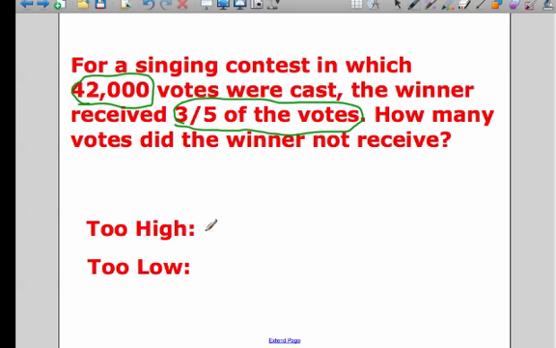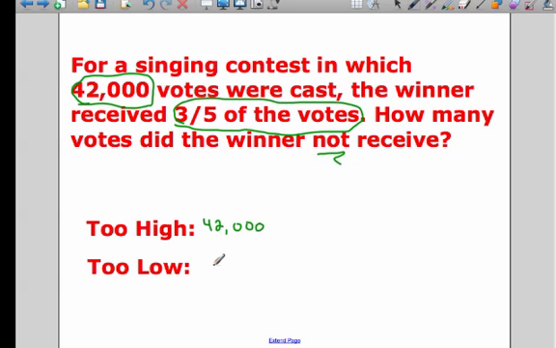Well, too high here would be 42,000. And the reason I get that is because the winner didn't receive all the votes. It says they received a fraction. So this word not here, the winner would not receive 42,000. That would be too high. And then I guess for too low, 3/5 of. So it's like not all 42,000, but a little closer to half. Half would be 21,000. So how many votes did the winner not receive?